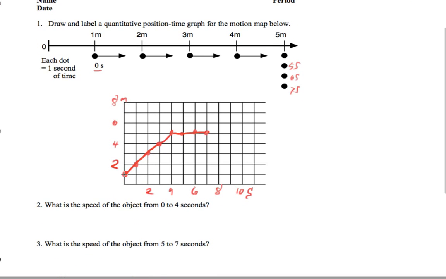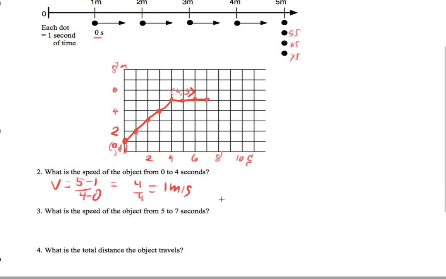So, what is the speed of the object from 0 to 4 seconds? So this point here is 4, 5. This point here is 0, 1, my initial point. So now let me get the slope as 5 minus 1 over 4 minus 0, and that's how I'm getting 4 over 4, which is 1 meter per second.